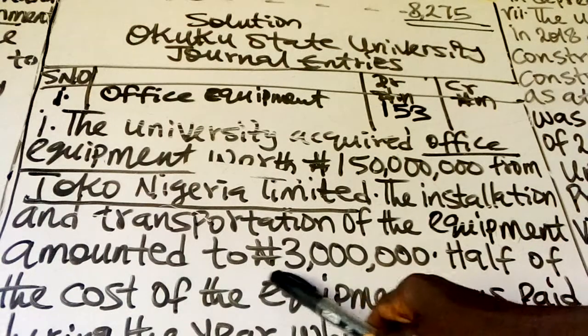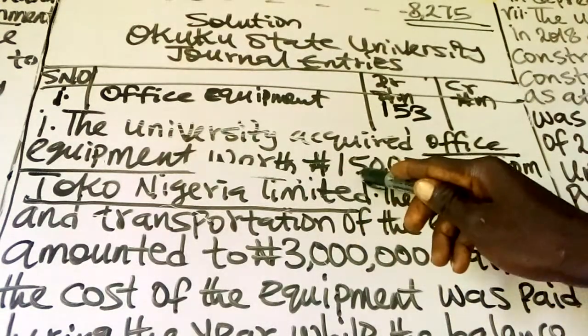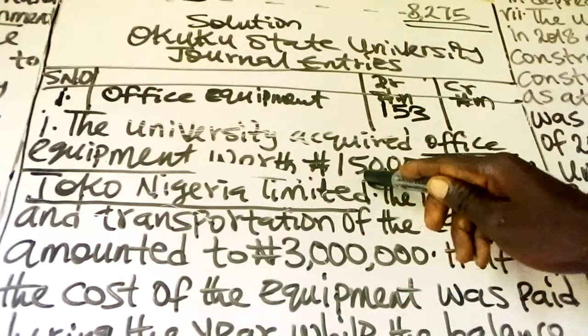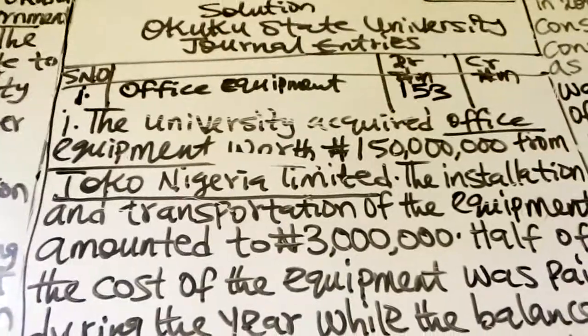But remember, this cost of transportation was paid immediately. So that will affect the bank. It will not affect Joko Nigeria Limited, so it's not a payable. It will affect the bank. So I want you to note that.